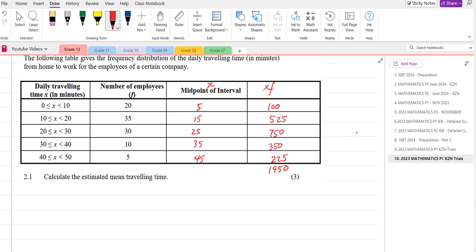Right, and the total of the employees is how many we have here? We have 45 and 35, so we got 100 employees, right? So what's the estimated mean? Estimated mean is equal to 1950 divided by 100, so you should get 19,5 minutes. Now what's the alternative way of calculating this? You just enter x and f into the calculator and get the answer, right?